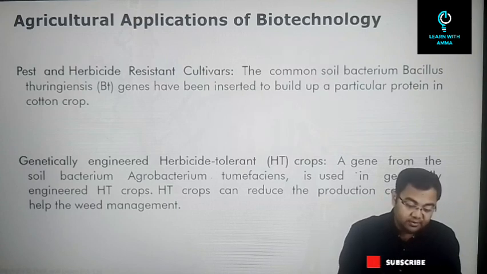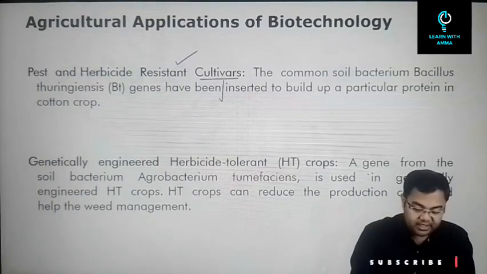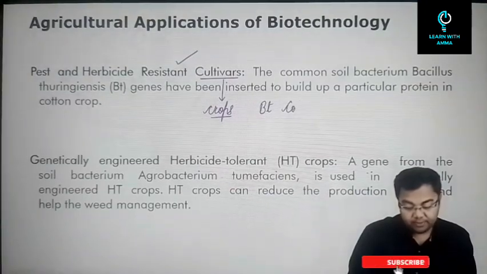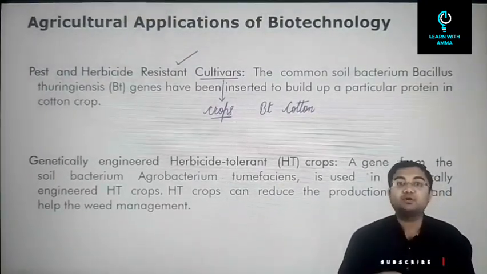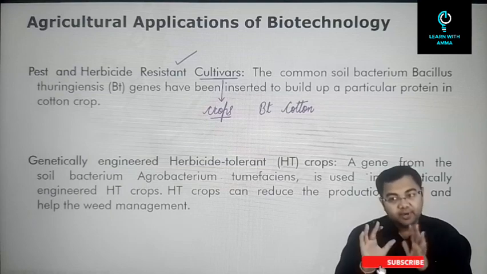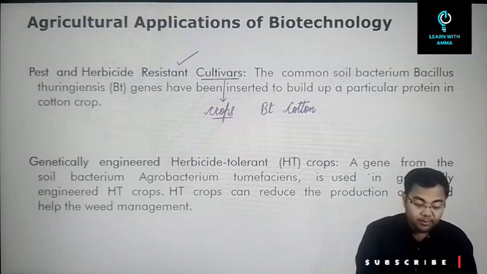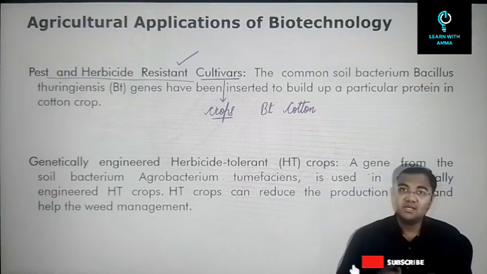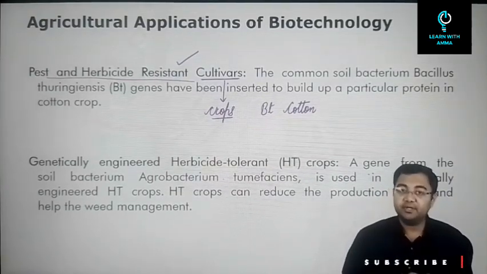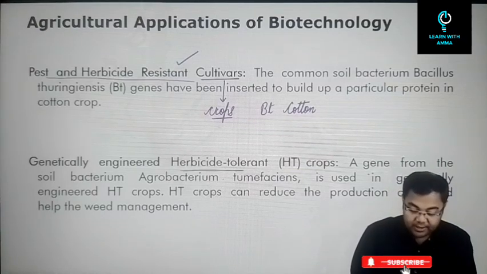Then after that, another way in which application can be seen is pest and herbicide resistant cultivars. What is the meaning of cultivars? Cultivars are basically the crops which are being grown. So we had taken the example of BT cotton. BT cotton is an example where we have created a cotton variant which is resistant to a pest called bollworm, and it is able to protect itself against bollworm without any external help of any pesticide, etc. So when we talk about pest and herbicide resistant cultivars, these crops are able to resist the pests by their own mechanism, and they do not need anything externally. Then after that, you have herbicide tolerant crops.